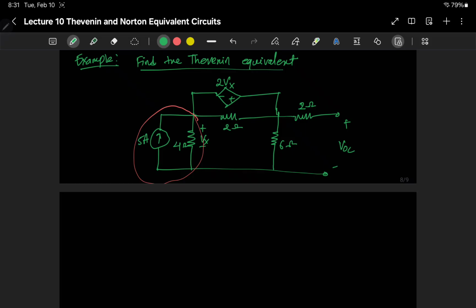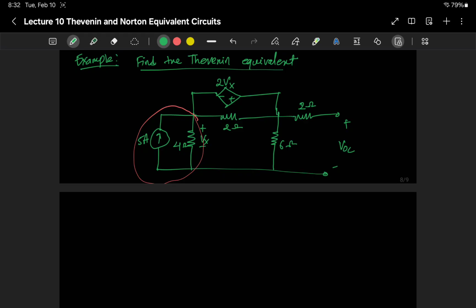Okay, so you might be tempted to do source transformation, but whenever we have a dependent variable, a dependent voltage source or current source, we cannot do source transformation. So that is something we need to be careful about, and we need to find the open circuit voltage. So what would be a good method to do in this case? As usual, you can see that we can do node voltage here.